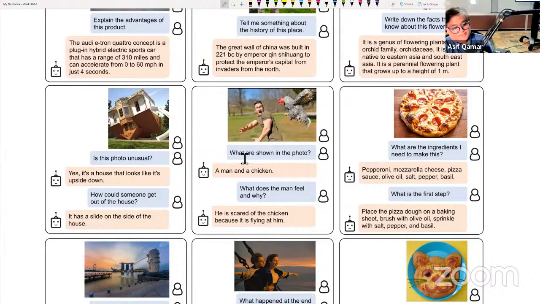Right? And it says, yes, it's a house that looks like it's upside down. It's not just that. How would somebody get out of the house? That's hard, right? And then it says it has a slide on the side of the house. That's impressive. Where is the inference coming from?